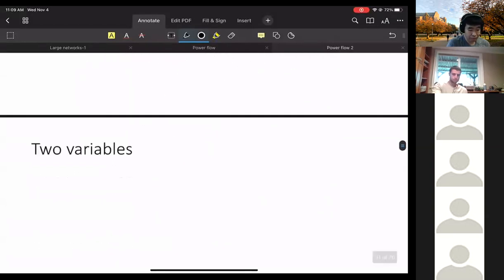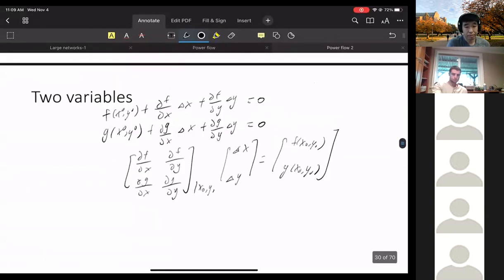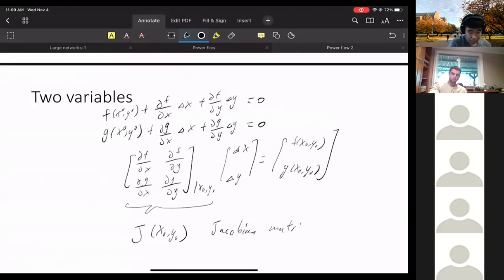Okay, so any questions up to this point? All of this is just simple algebra. Then if you look at this again, we're seeing this matrix a lot. So instead of writing this out every time, we'll give this a name. Call this a Jacobian matrix. This is a very common matrix you see in multivariate calculus. So this is a Jacobian matrix, evaluated at some starting point.